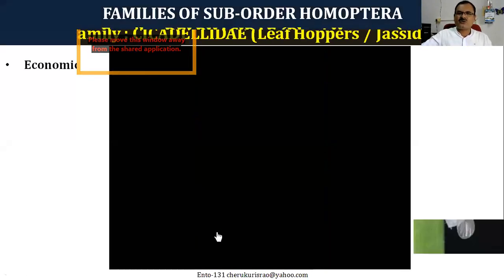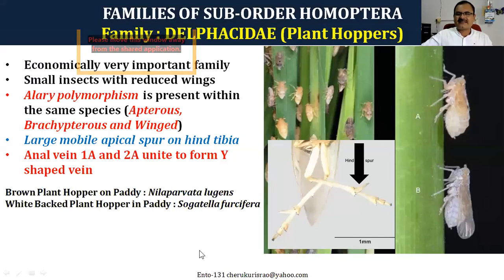Next, we will move on to Delphacidae. The second one is Delphacidae, and we call them plant hoppers. Previously, the Cicadellidae, we call them leaf hoppers. And as far as the insects coming under family Delphacidae, we call them plant hoppers. So plant hoppers are also economically very, very important.